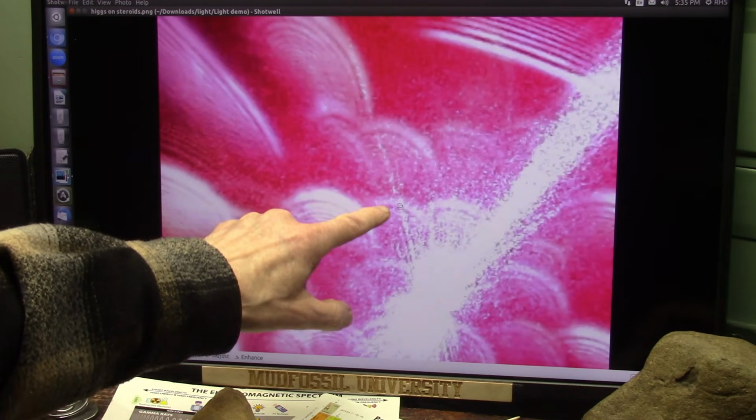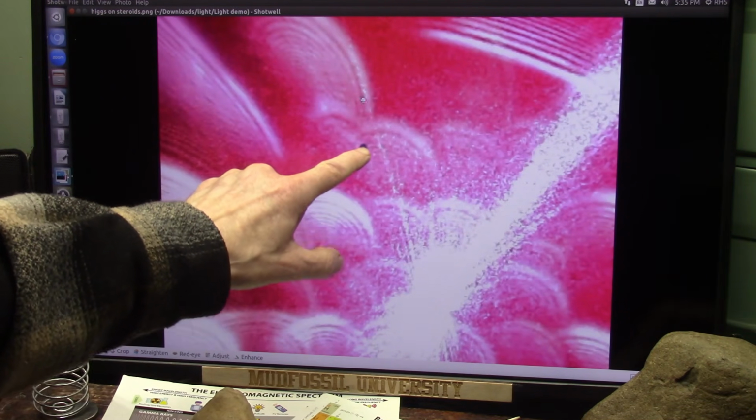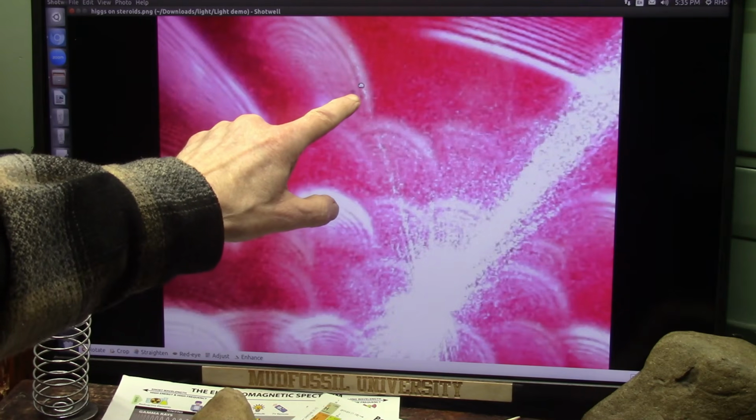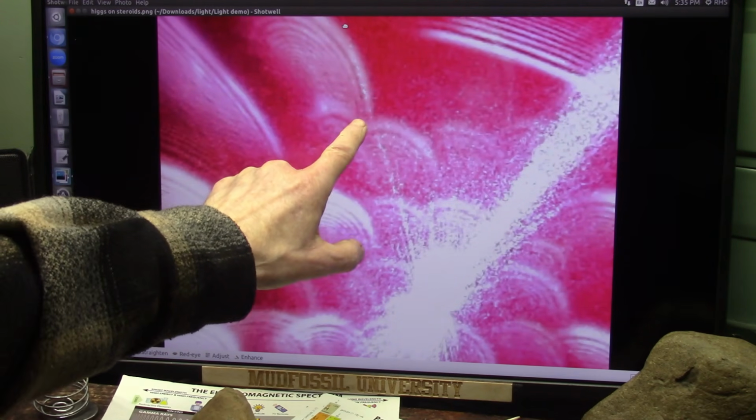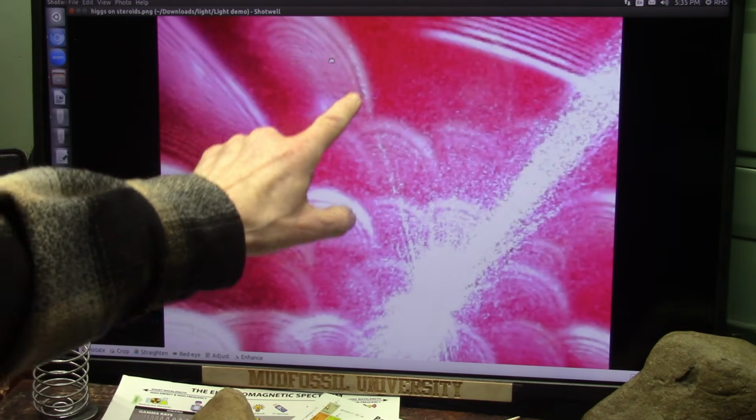You see the little white spritz coming out of here? This is the best one I could show. And it's black, white, black, white, black, white. And now it's all of a sudden turned into a field. You see the white doesn't keep going? It starts to create its own field.